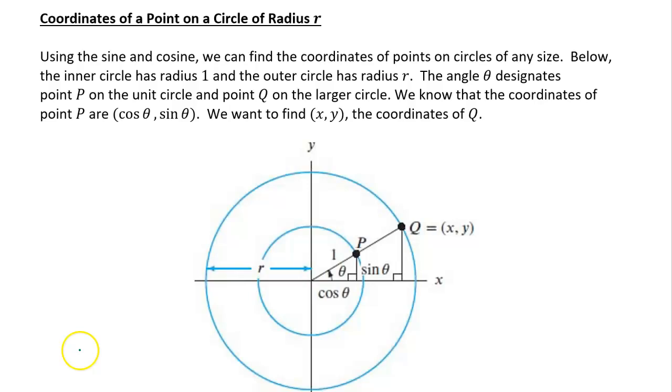All right, so we've seen how we can find the coordinates of a point on a unit circle, but what if we have a bigger circle? What if it's a circle of radius r? Can we find the coordinates on a circle of any radius?